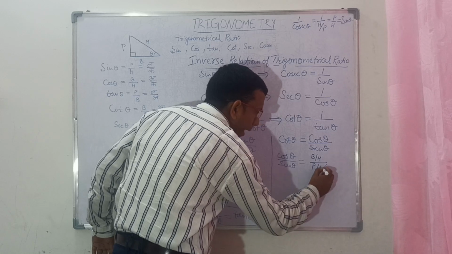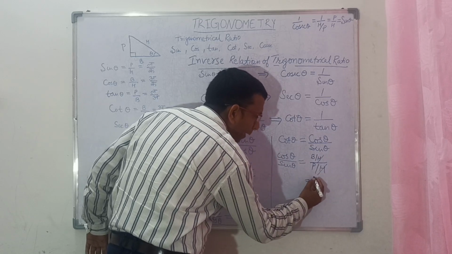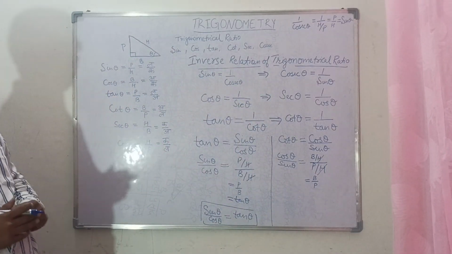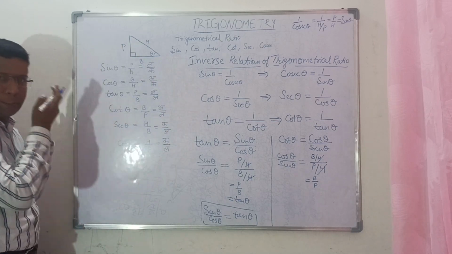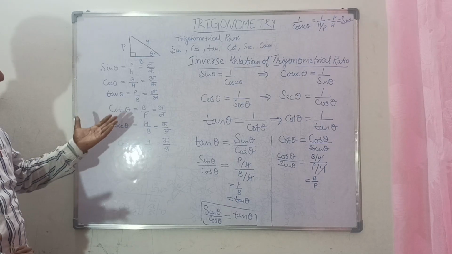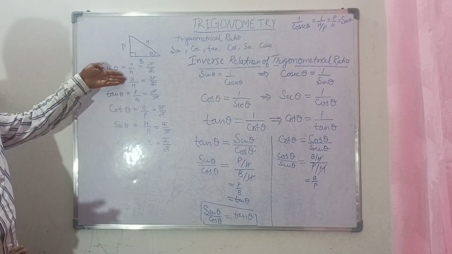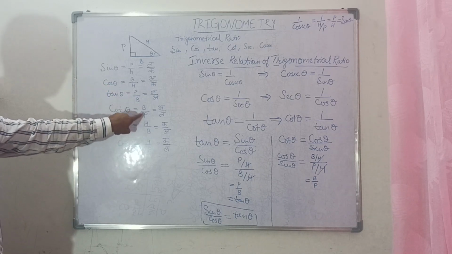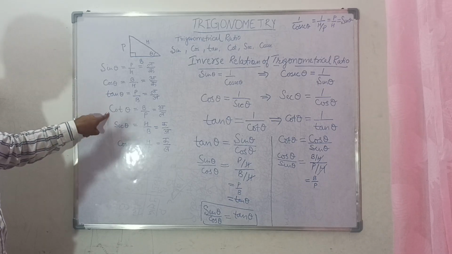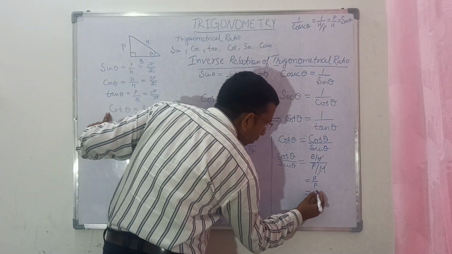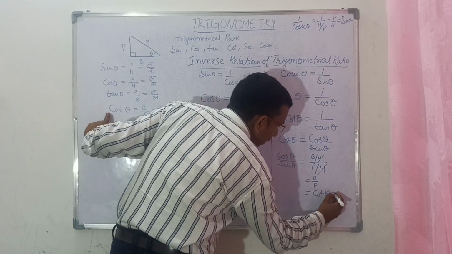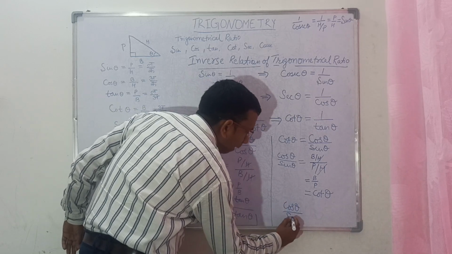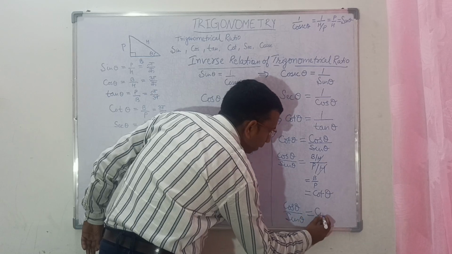Okay, too good. Hypotenuse cut, you will find base upon perpendicular. Which relation is equal to base upon perpendicular? Again focus on these 6 sections. What will you find? Perpendicular on hypotenuse, base upon hypotenuse, perpendicular. Base upon perpendicular is equal to cot theta. So we can write cos theta by sin theta is equal to cot theta.